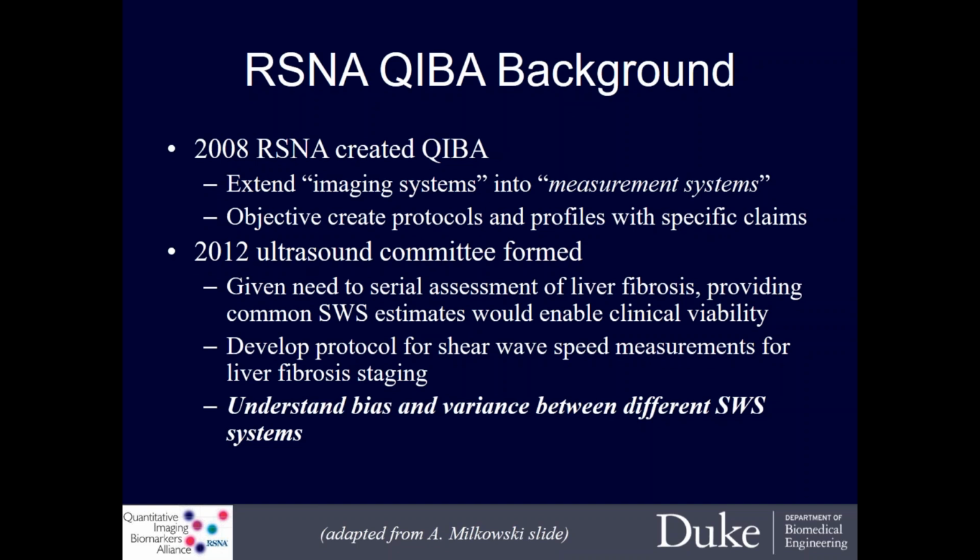The ultrasound group had its own committee formed in 2012, and shear wave speed estimation for liver fibrosis was chosen as the first quantitative metric for ultrasound. And one of the primary tasks of the committee was to understand the bias and variance between these different shear wave speed imaging systems that were starting to show up on the market.